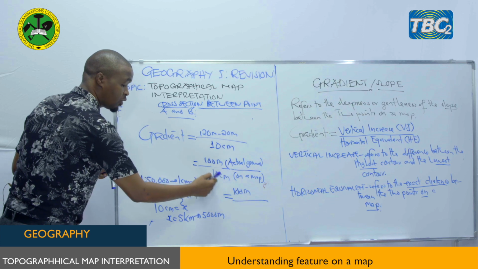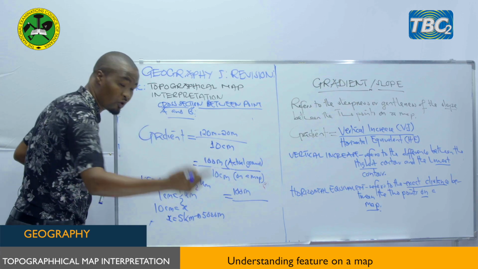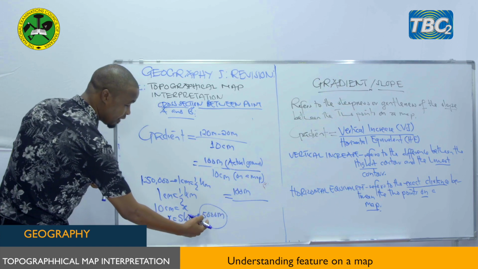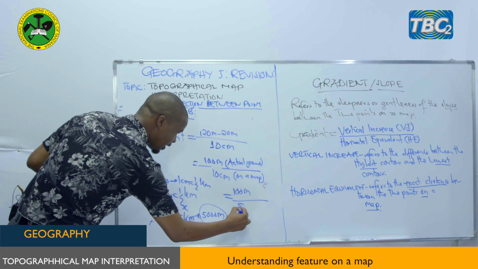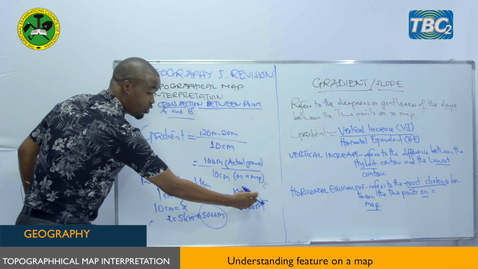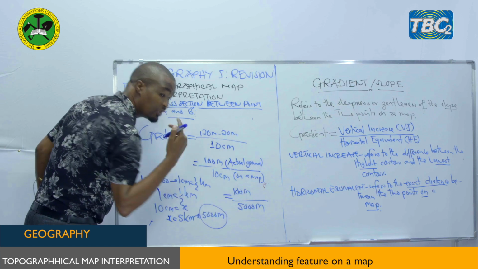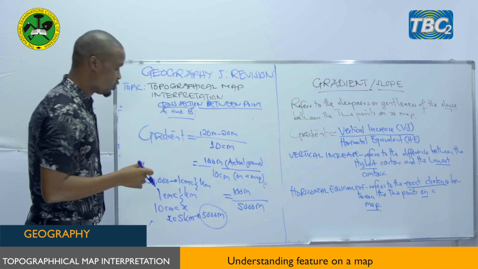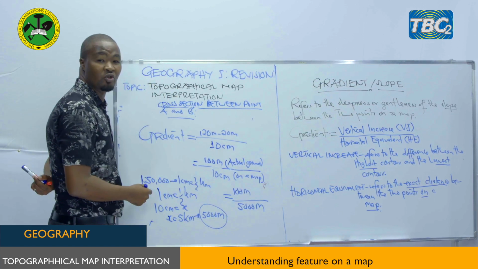Right now we have changed this measurement which is on the map into the actual ground, and we have got 5,000 meters. Then you write 5,000 meters. This one is on the actual ground and this one is on the actual ground. Are we together? Then from there you can do the normal mathematical calculation.